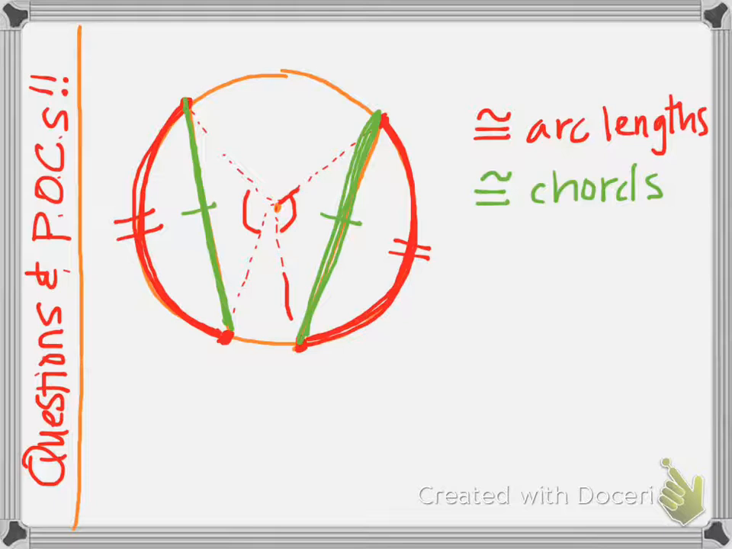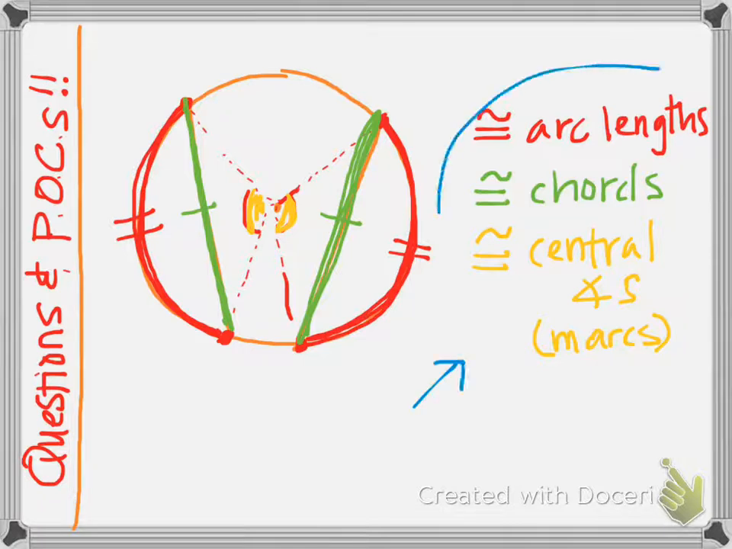And then in addition to that, that means that these angle measures of the central angle, or the measure of the arcs, those are also going to be congruent. Or we can call them measure of arcs. I guess we could write it like that. Kind of looks messy. So here's the deal. I'm going to circle this for a second.